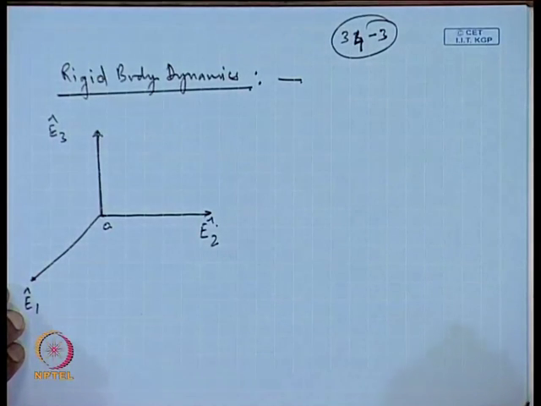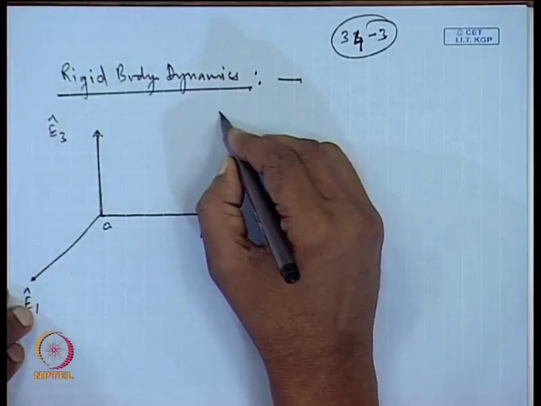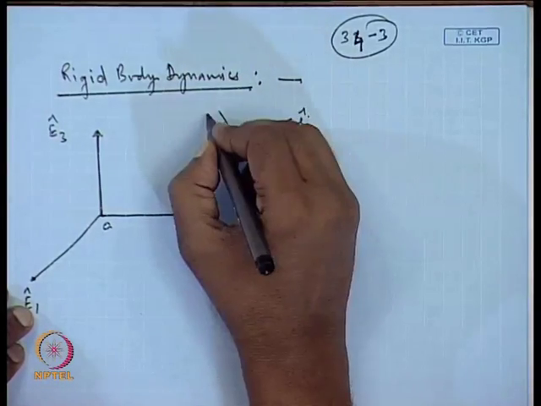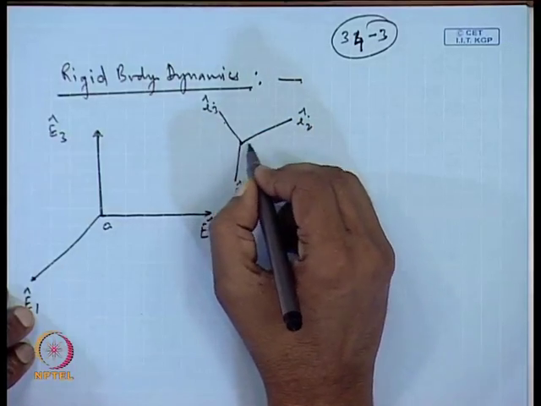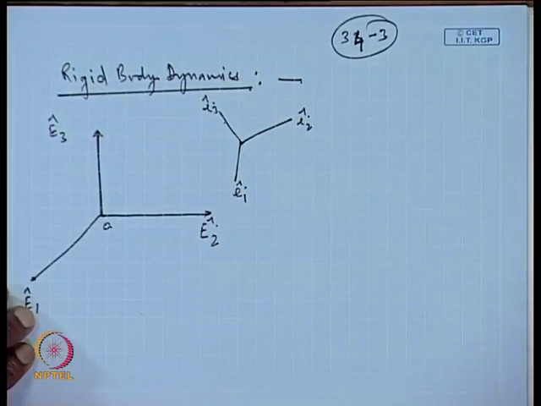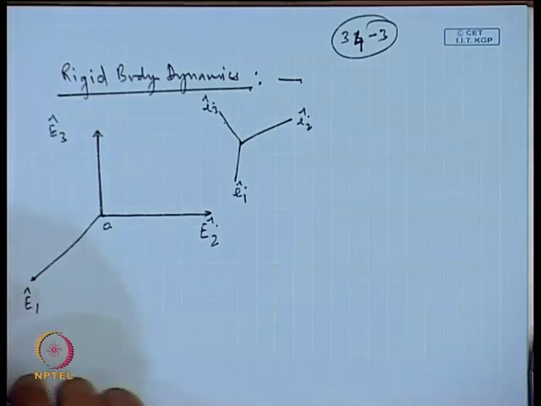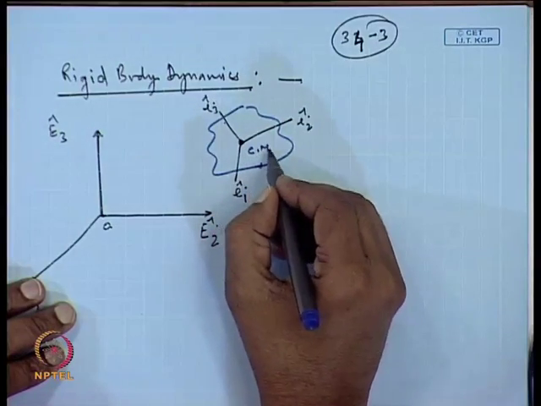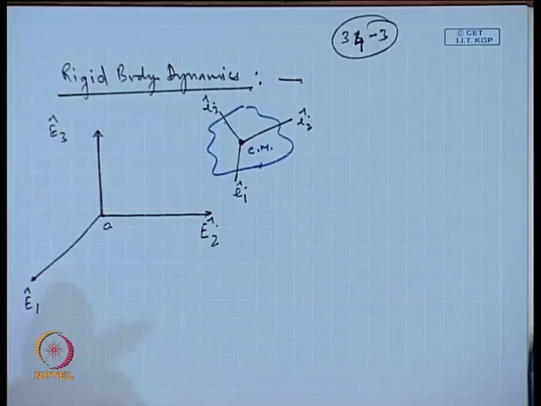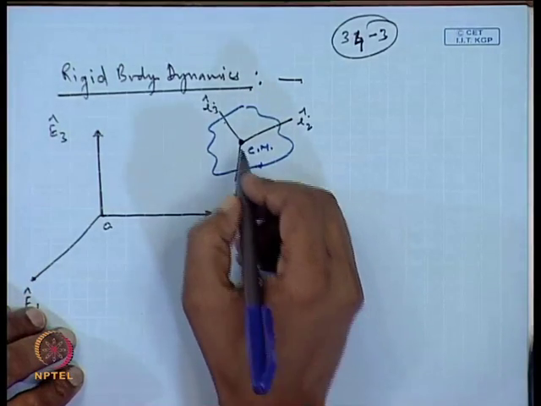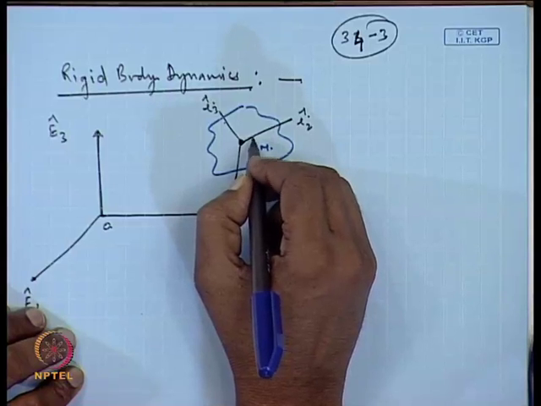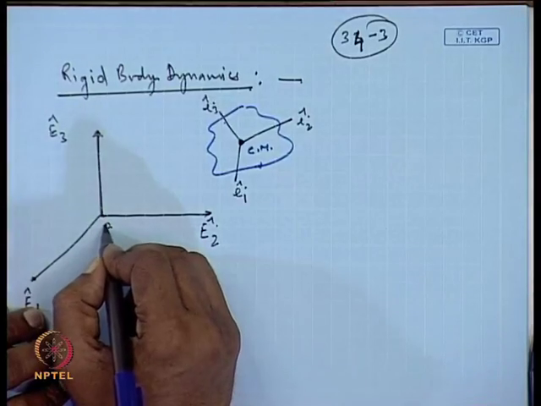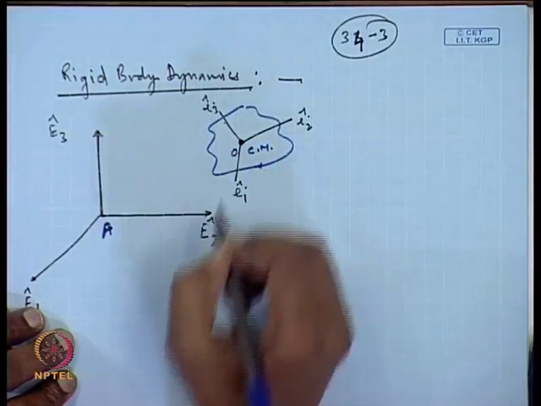Suppose this is an inertial reference frame and we have another reference frame E 1, E 2 and E 3. This is a rotating reference frame. Some rigid body is there and this is the center of mass of the rigid body. Let us write this point as A and this point as O.